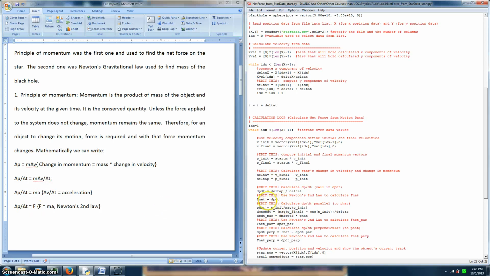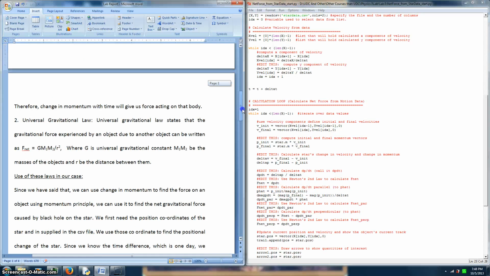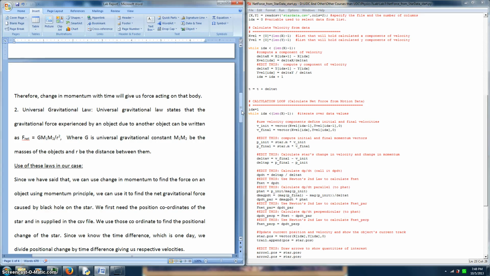The net force is fed in here, and since the only force acting in our system is a gravitational force, we can use that in the universal gravitational law. And the net force is the gravitational force. We can rearrange the universal gravitational law to get the mass of the black hole, as we know the mass of the star, the universal gravitational constant, and we can compute the difference in distance between the star and the black hole.